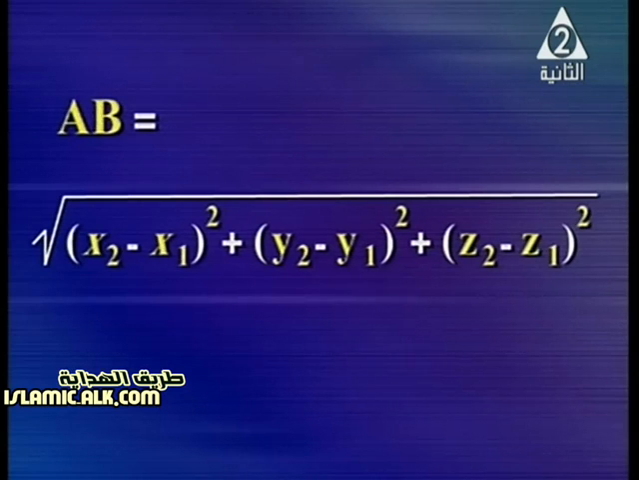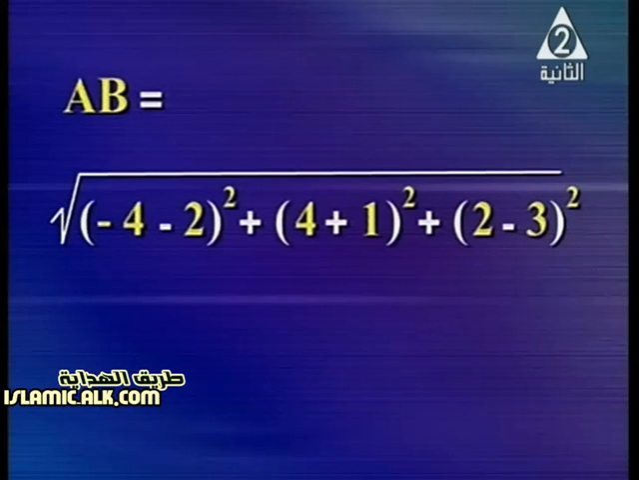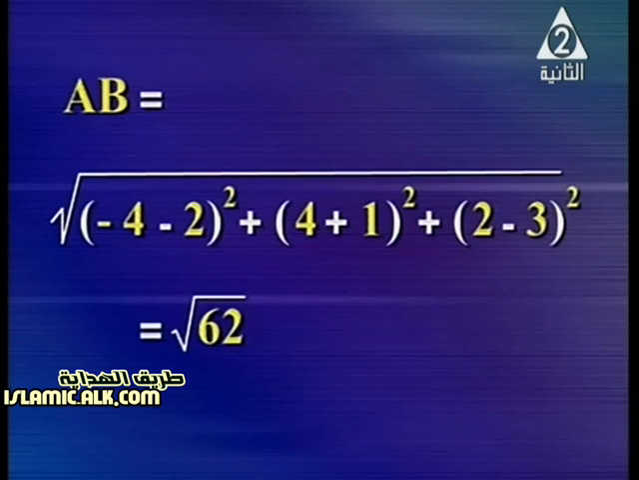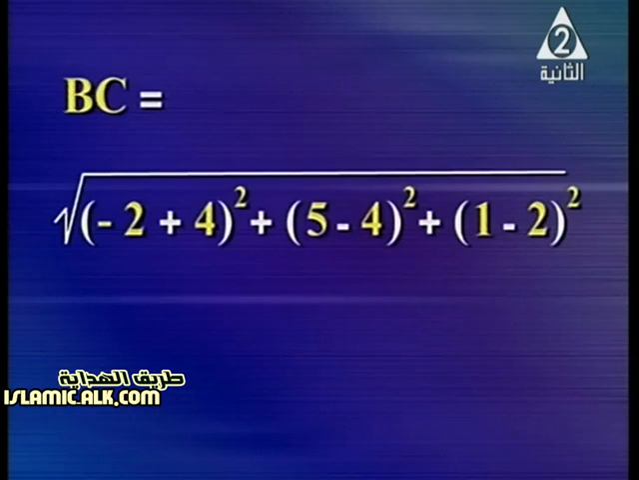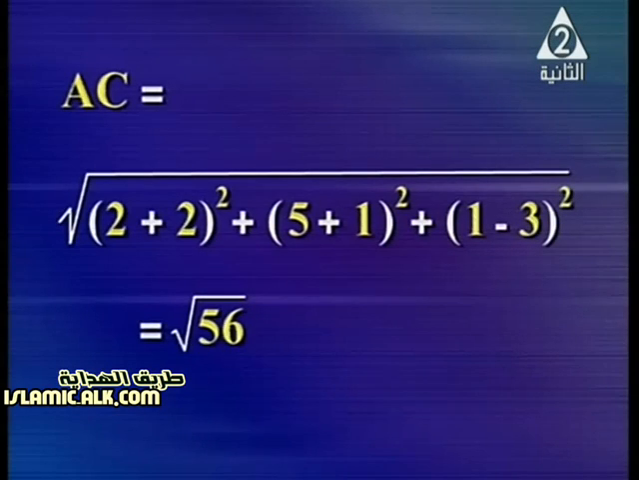By substitution in this rule, AB equals square root of [(-4) minus 2] to the power 2 plus [4 plus 1] to the power 2 plus [2 minus 3] to the power 2, which equals square root 62. By the same method, we find BC. Then BC equals square root 6. After that, we find AC by the same method. AC equals square root 56.